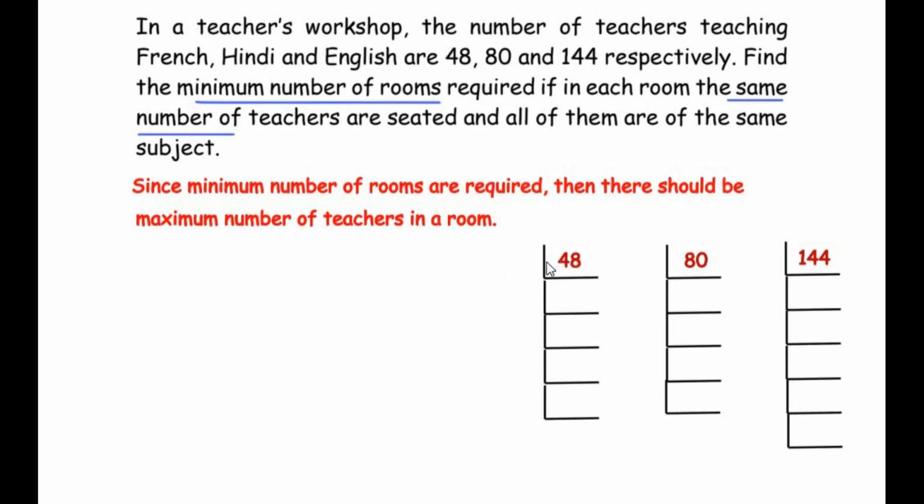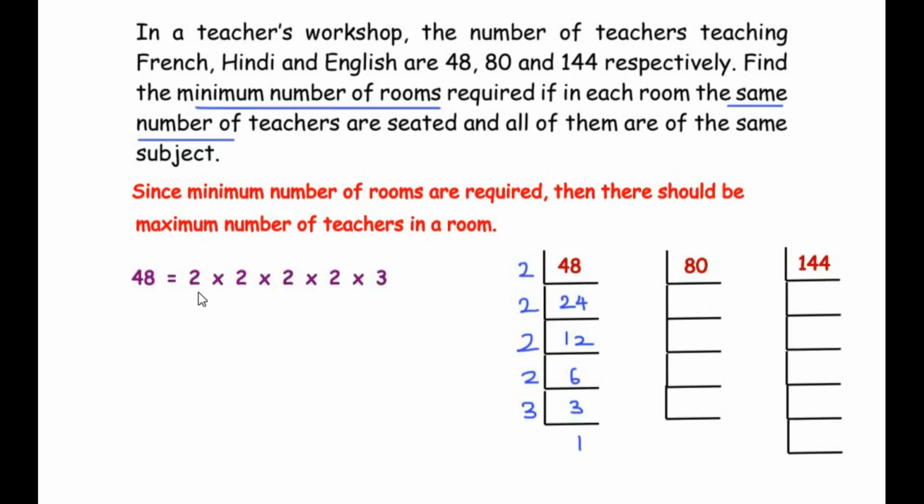So 2 is going to divide 48, that is 2 24 times is 48. Now 2 again divides 24, so 2 12 times is 24. 2 again divides 12, that is 2 6 times is 12. Now 2 divides 6, that is 2 3 times is 6. Now 3 is a prime number, so it will divide itself, that is 3 1 times is 3. So these are all the factors of 48. So here we have written all the factors of 48, that is 2 times 2 times 2 times 2 times 3.